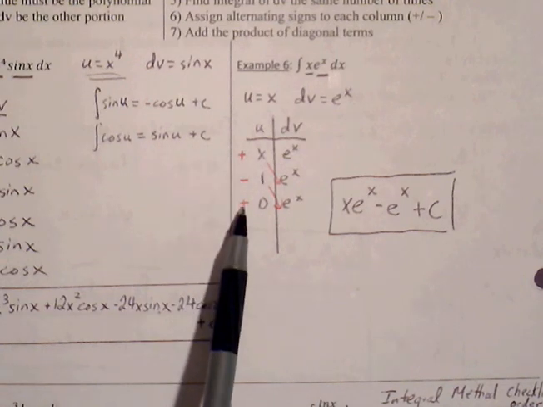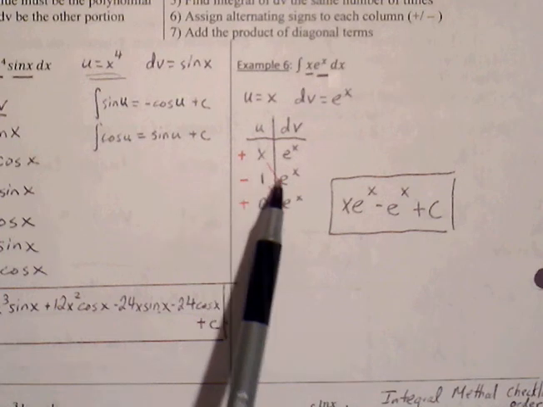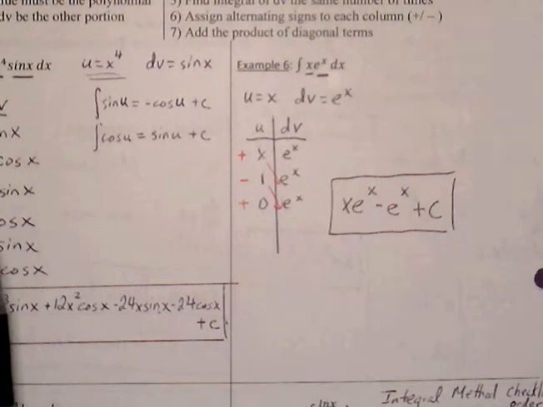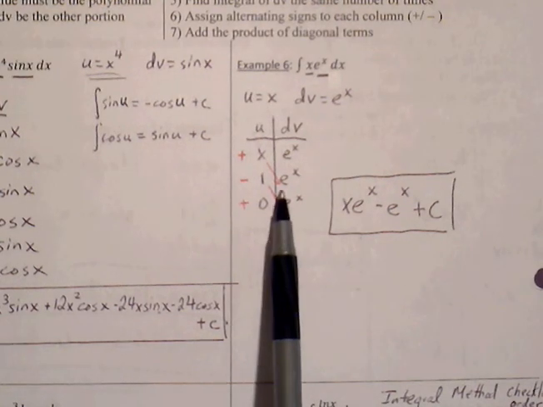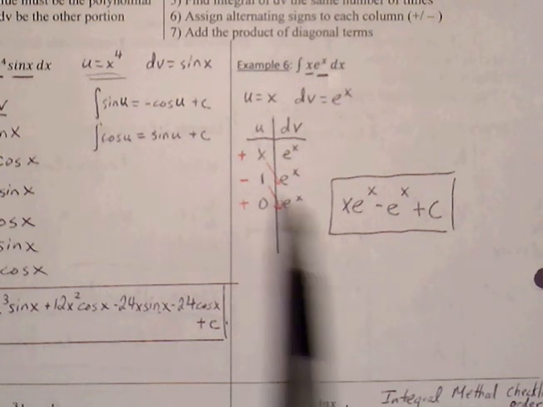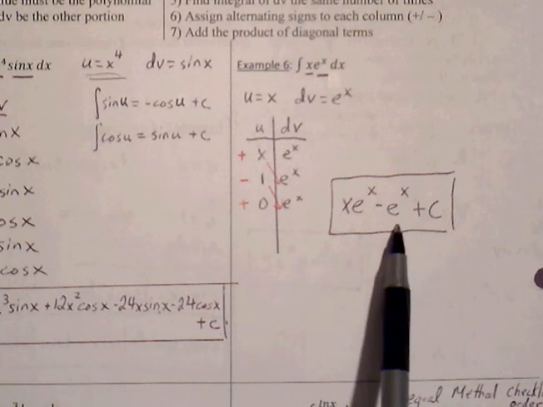And then we match up the diagonal terms. This shows you which one you're going to multiply together. So x times e to the x, that's the first term, minus 1 times e to the x plus c.